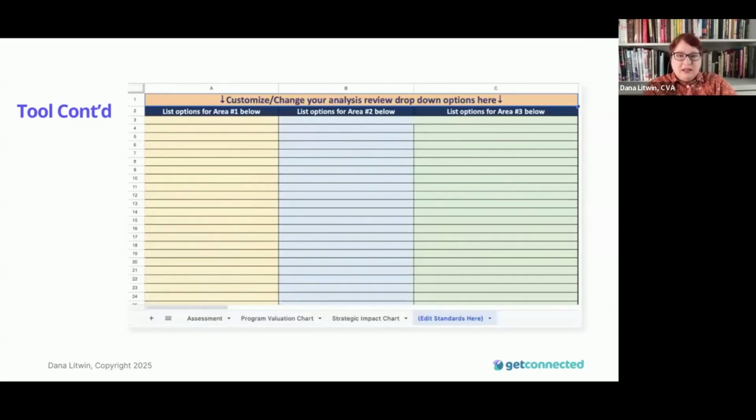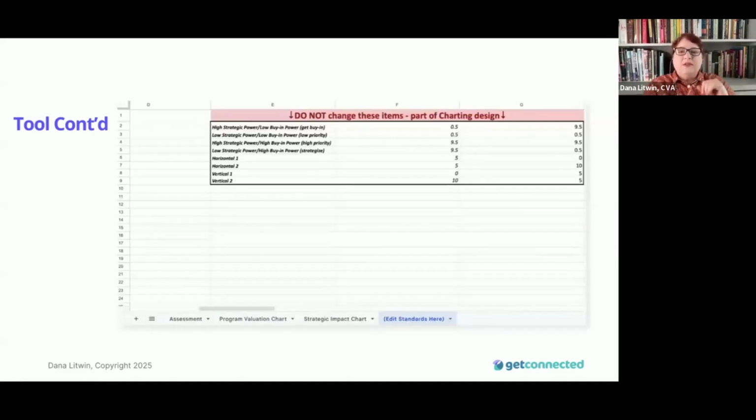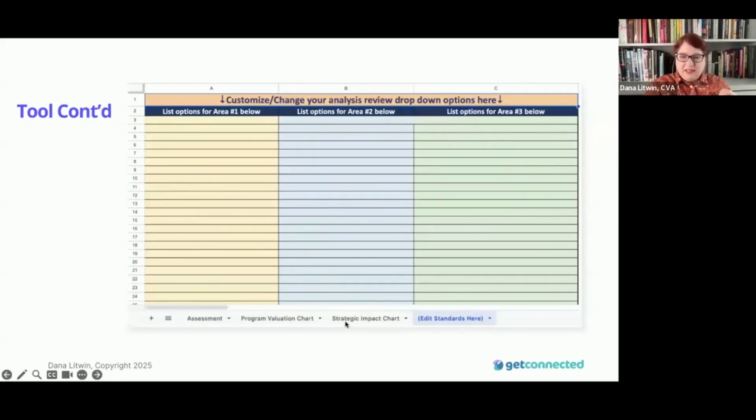And just to give you an idea, you can list options for area 1, options for area 2, options for area 3. This is where you edit the standard. So if you look at the tabs at the bottom: assessment, program evaluation chart, strategic impact chart, and then editing standards. We're on editing standards, and this is what you can customize and add into. This is what you don't touch or change, because this is the math in the fields that's doing the scoring calculation for you. So don't touch this stuff, but you can absolutely customize this.